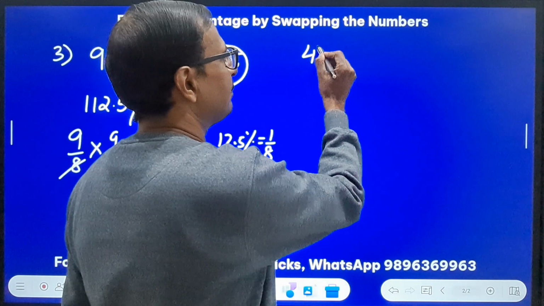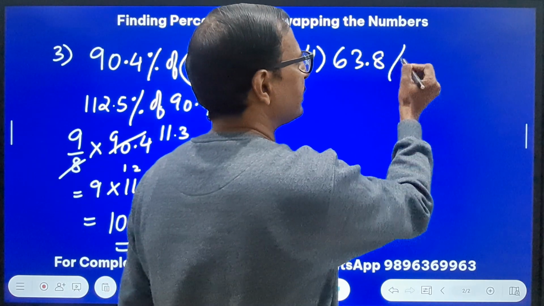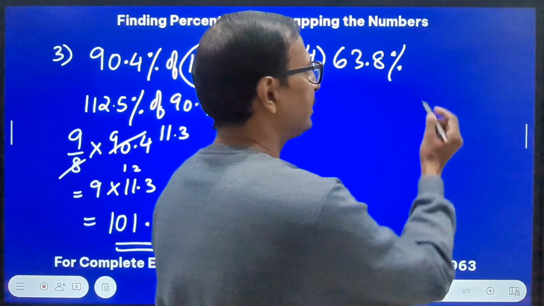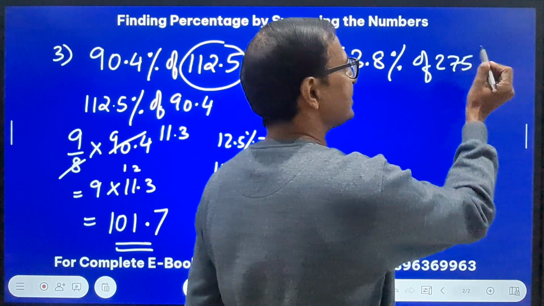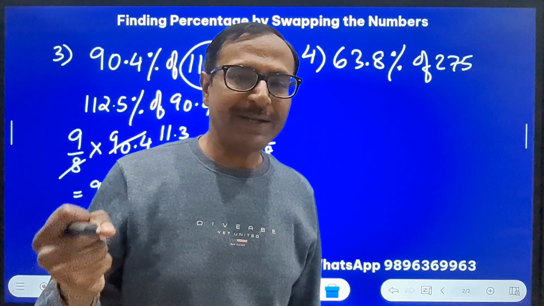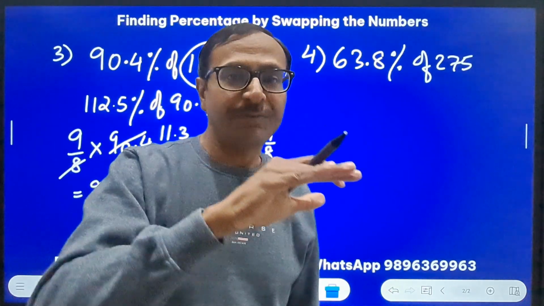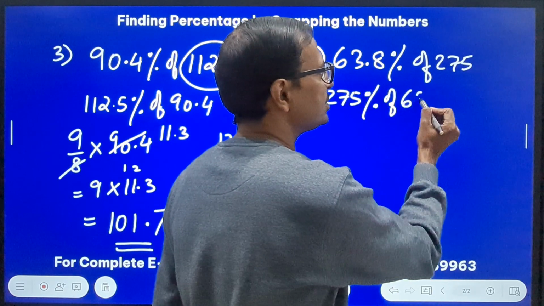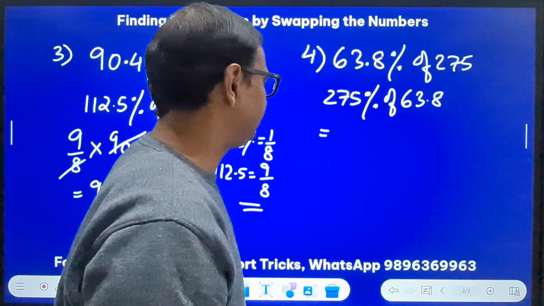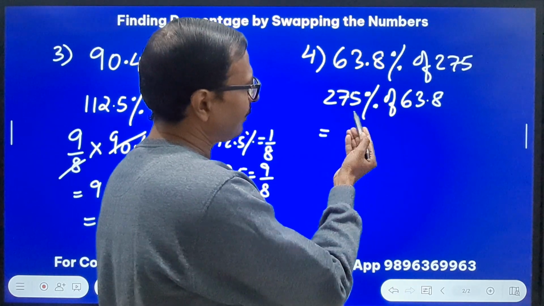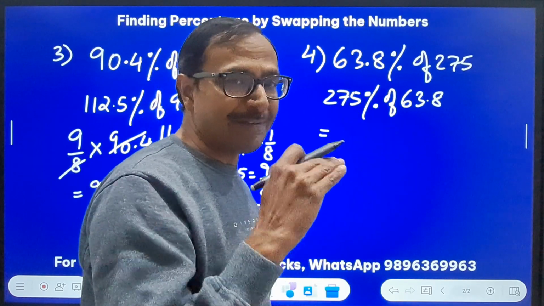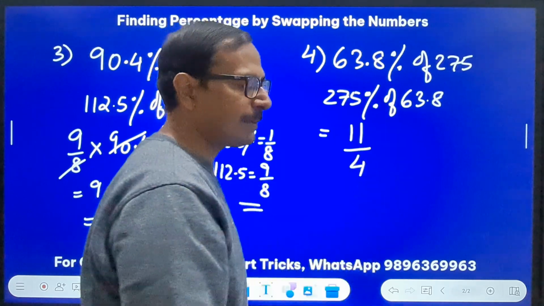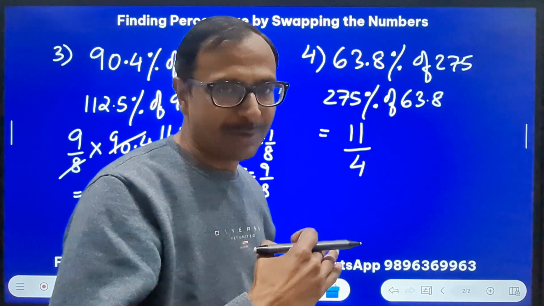Likewise, suppose you have another example where you have to find, say, I am taking any random number, 63.8%. Now 63.8% again is a difficult one, right? But if the second number 275, say it's a multiple of 5, so I can easily convert 275% as a fraction. So if you swap it again, 275% of 63.8, so that becomes, okay, 275 upon 100, 250 is 25 10 times, so 275 is 25 11 times, and upon 100, 25 4 times. See, that's how you convert percentages to fractions.